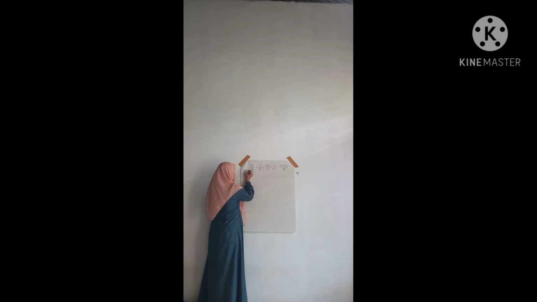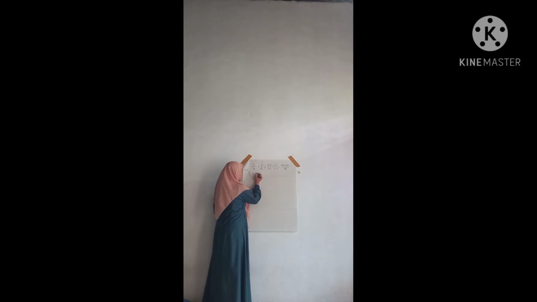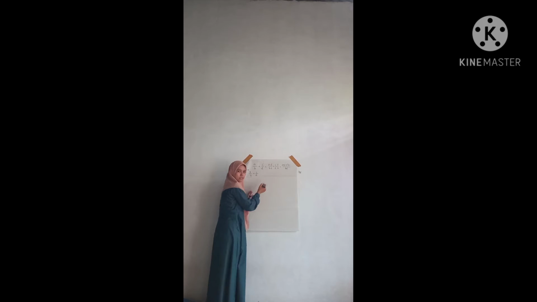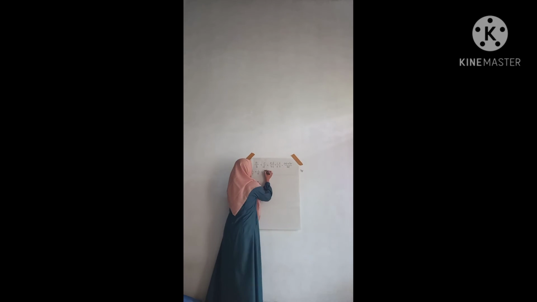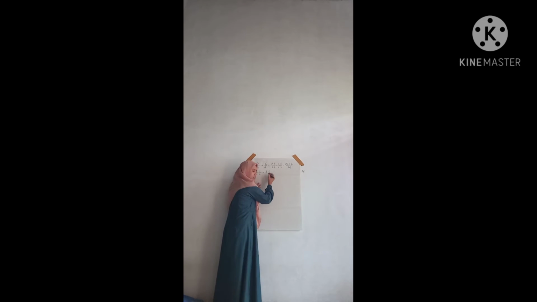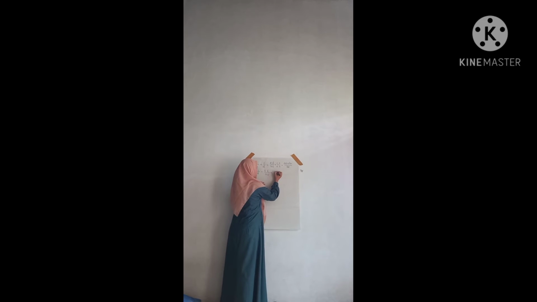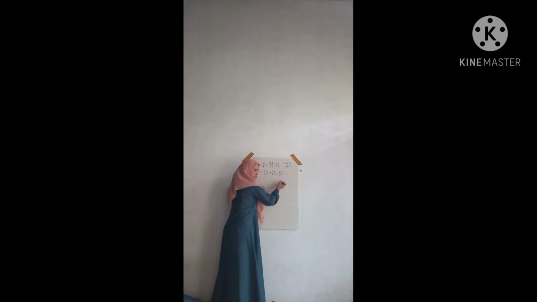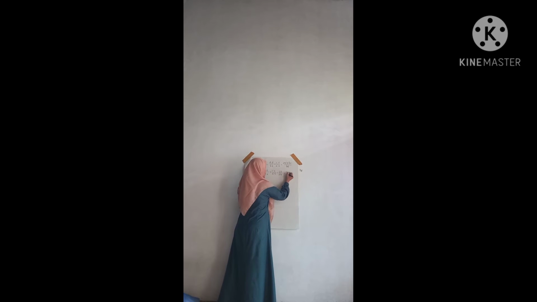For the example, 3 over 4 plus 1 over 6 equals 3 times 6 over 4 times 6 plus 1 times 4 over 6 times 4, equals 22 over 24, equals 11 over 12.